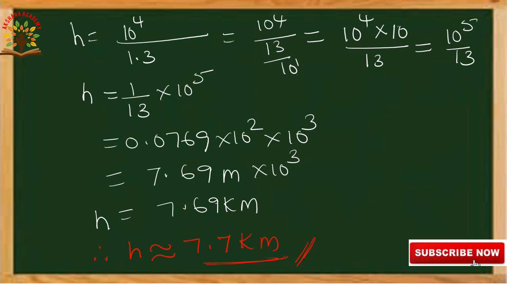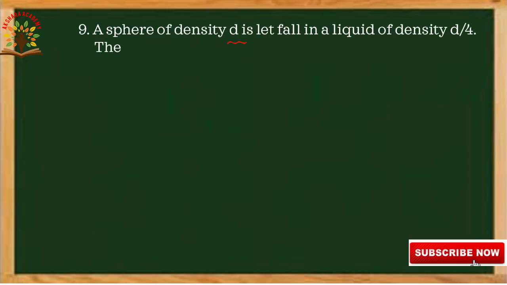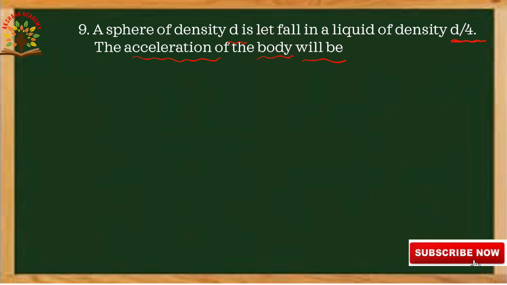Next we will go to the next question. Ninth one. A sphere of density d is let fall in a liquid of density d by 4. The acceleration of the body will be. Here you have to calculate the acceleration of the body. Let us go to the solution.